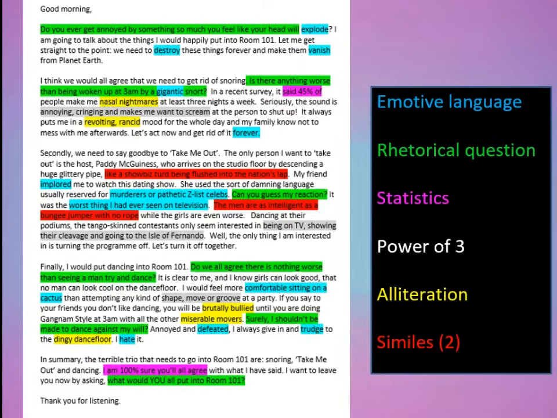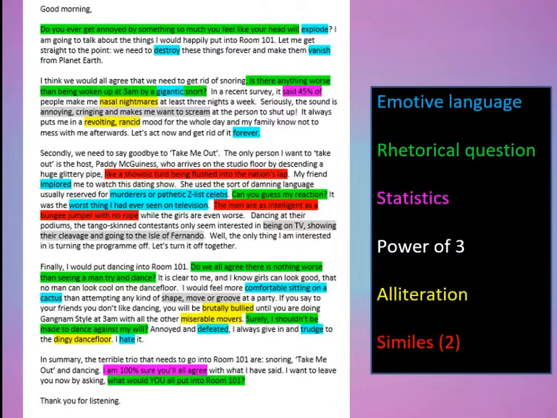Okay, rhetorical questions, I've got a few. "Is there anything worse than being woken up at 3 AM by a gigantic snort?" "Surely I shouldn't be made to dance against my will." "What would you put into Room 101?" So all of these are trying to get the audience to think, catching their attention.